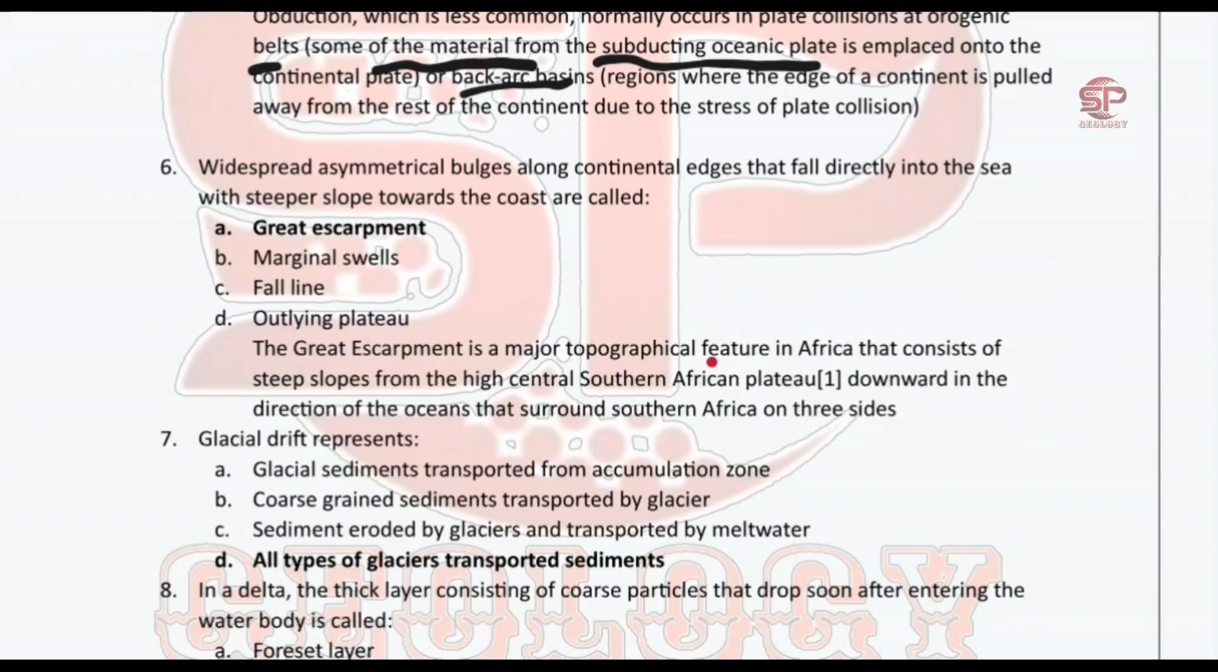So widespread asymmetrical bulges along the continental edges that fall directly into the sea with a steeper slope towards the coast. So it is your great escarpment. It is found majorly in Africa.